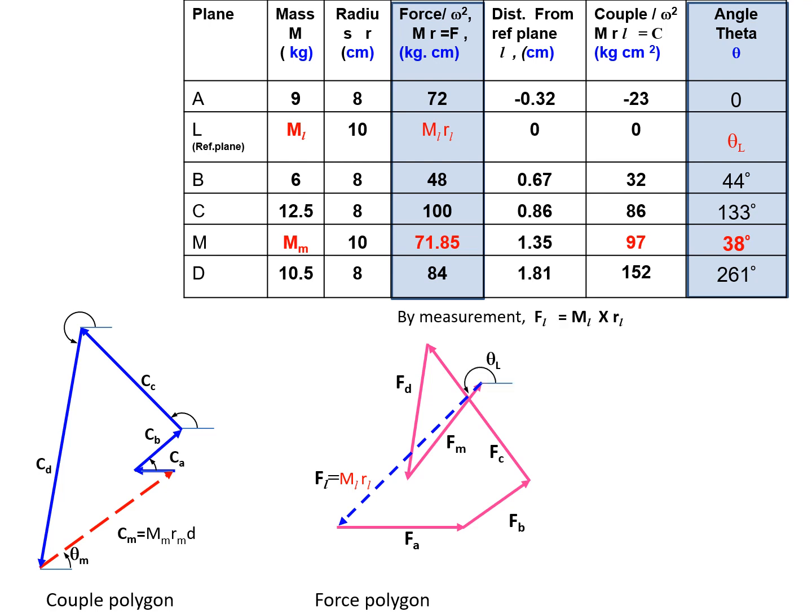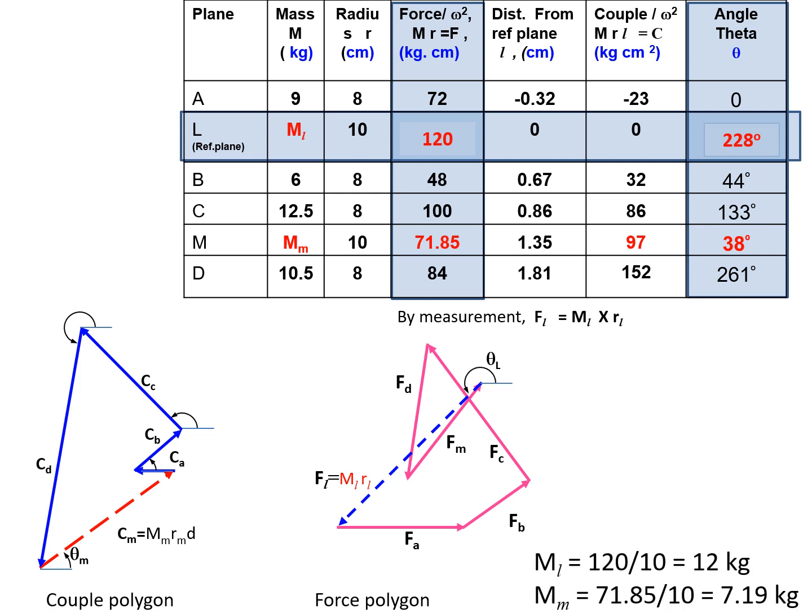Finding the two, we can now divide by the radius, which is 10, and we find balancing mass ML. So this is 120 and 228 degree, and finally ML we can find as 120 divided by 10, 12 kg, and MM as 71.85 divided by 10 as 7.19 kg.